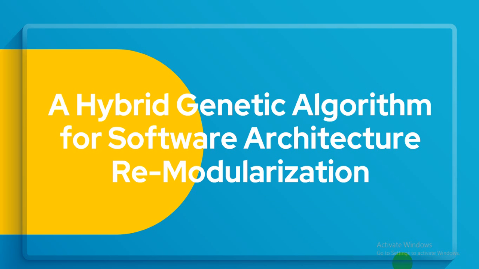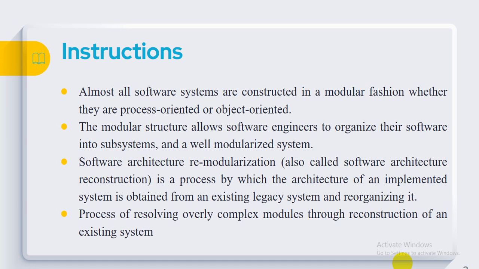My paper presentation topic is a hybrid genetic algorithm for software architecture remodularization. At first, we discuss the introduction. We all know that when we develop a software system, we can divide the software requirements into subsystems or modules. Based on those modules, we can develop the software system architecture.